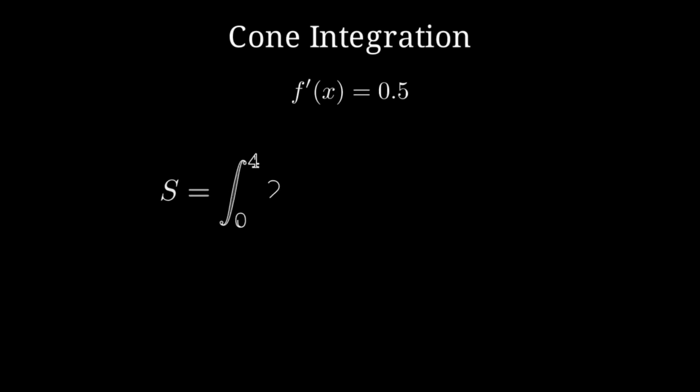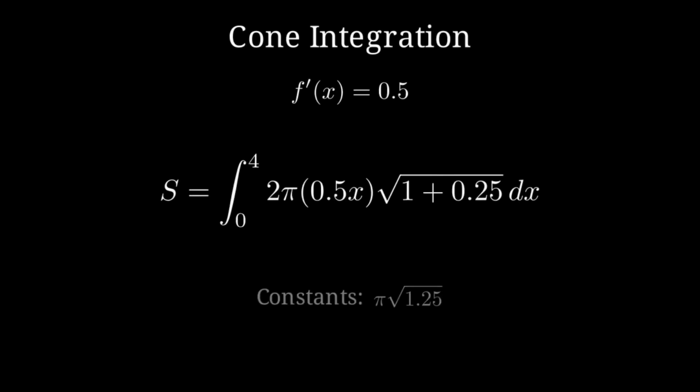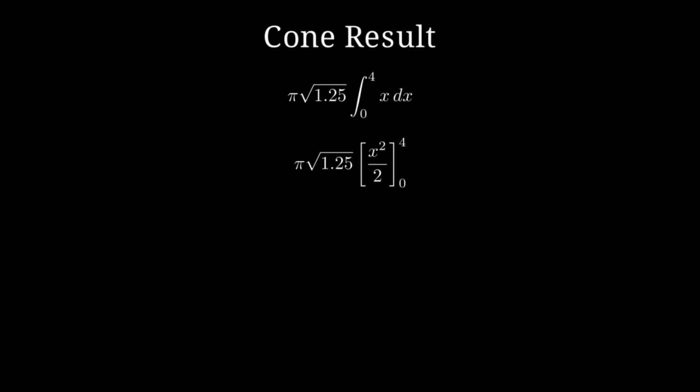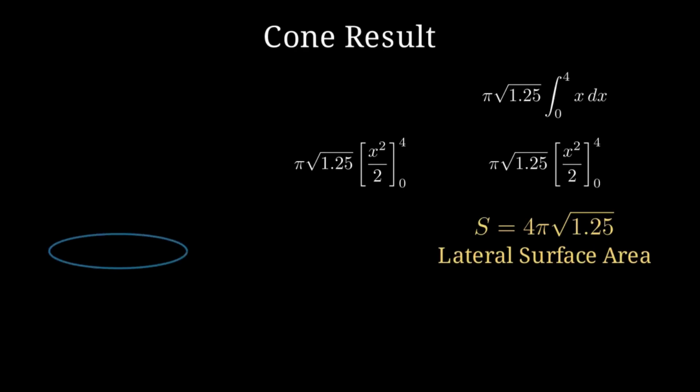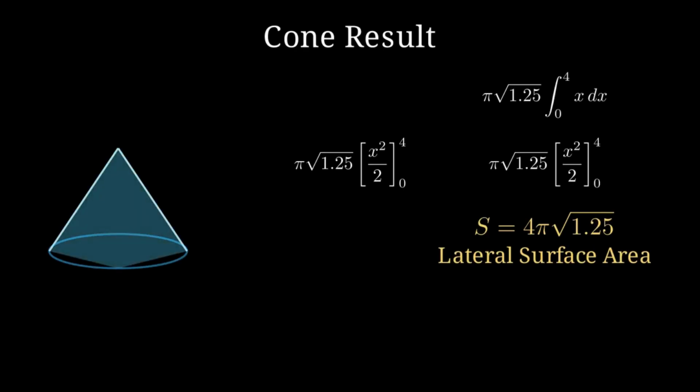Here, the derivative is a constant, 1/2. Our radius is 0.5x. We pull the constants outside the integral and focus on integrating x, which is a straightforward power rule application. After evaluating the integral at the boundaries, we find the lateral surface area. This represents the area of the side of the cone, excluding the circular base. Calculus allows us to find this for any angle or height.